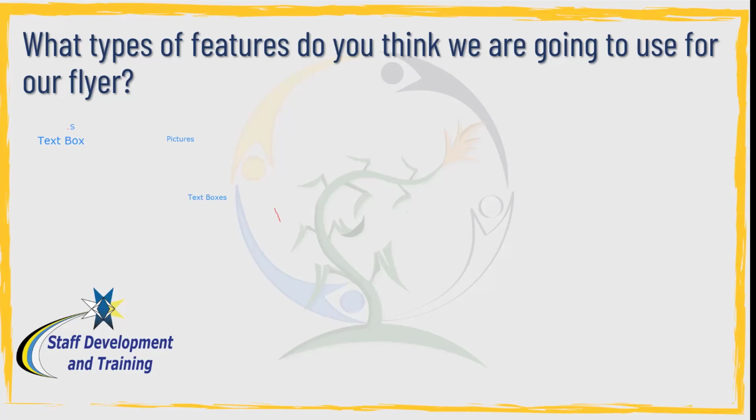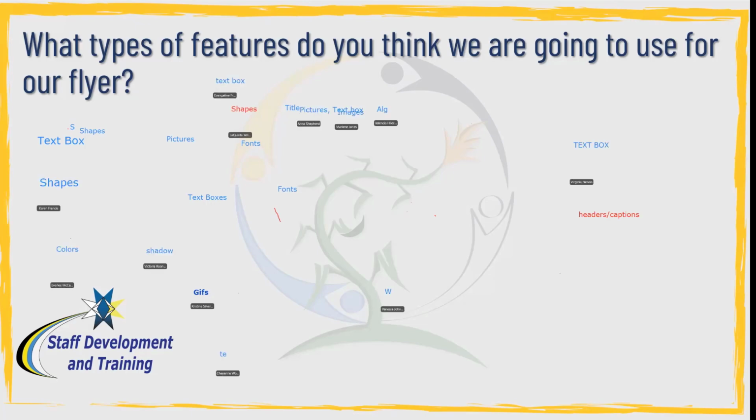So yeah, I see text box. You're correct. We are going to use text boxes. Fonts, there is a variety of fonts that we are going to use. Titles, pictures, yeah. Shadows, that's an effect, which is good.